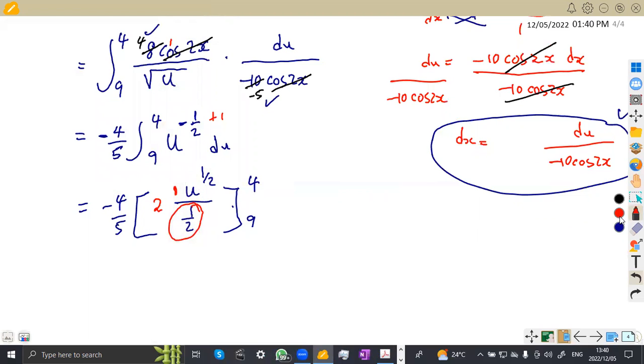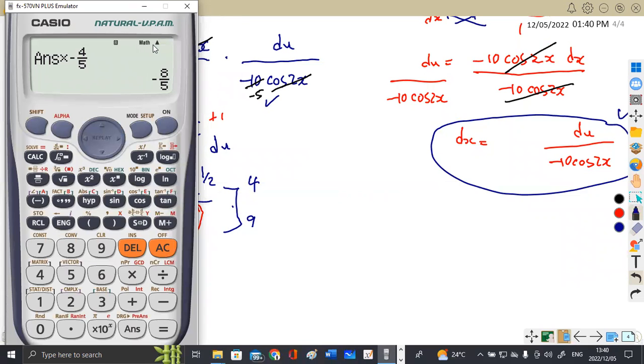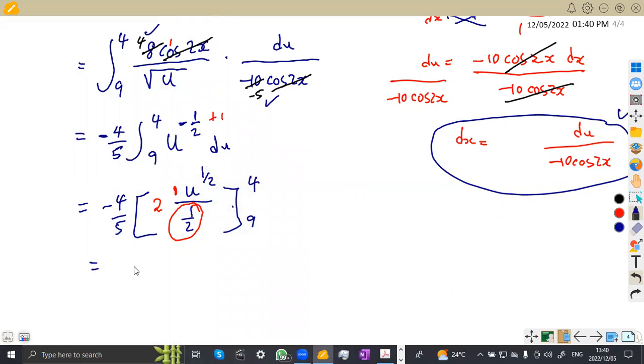All right, so we can write that outside of the bracket as negative 8 over 5. Whatever that we have got, u to the exponent of half, is going to remain here with the limits that we are given as 4 and 9. So these are the limits 4 and 9.